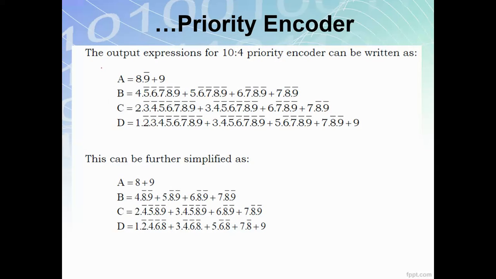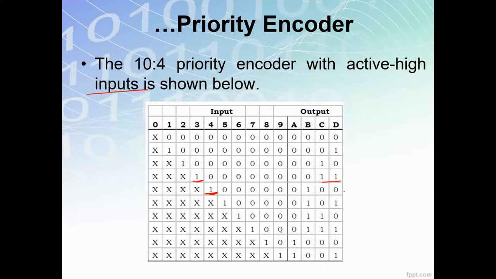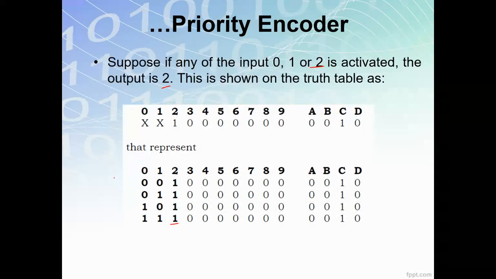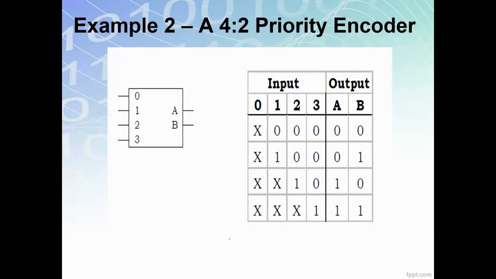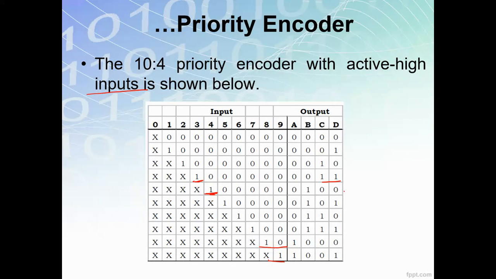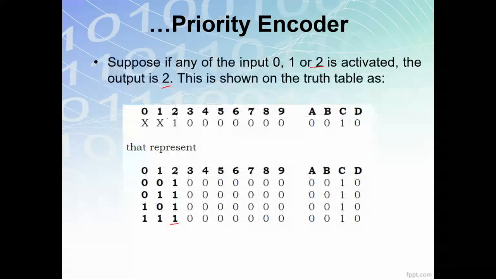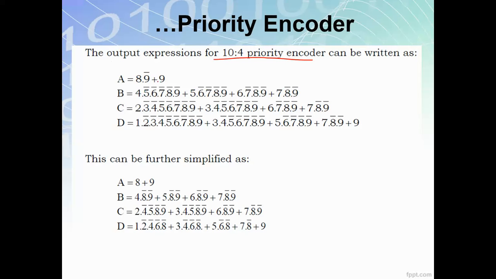So these are the output expressions for the 10 to 4 parity encoder. Meaning the expressions will involve NOT. For A, we look at 8 and 9. So the expression is 8 dot 9 bar, because of 0. Then, if only 9 is on, we add 9. So that's why we get the expression 8 9 bar plus 9.